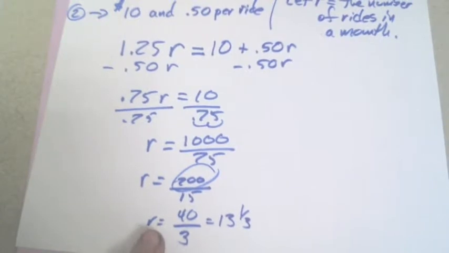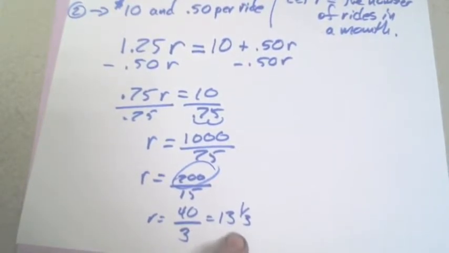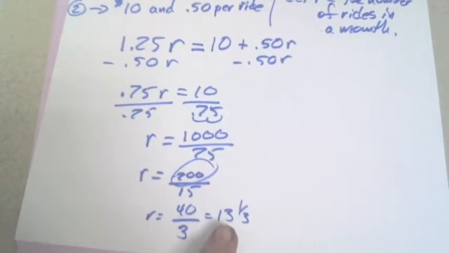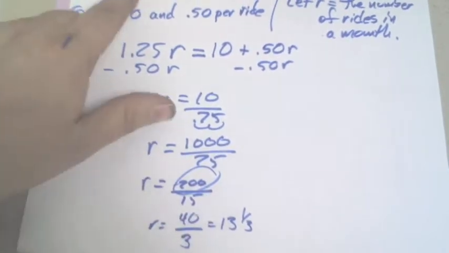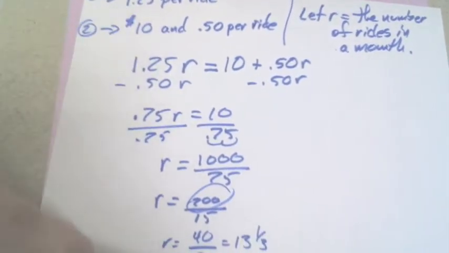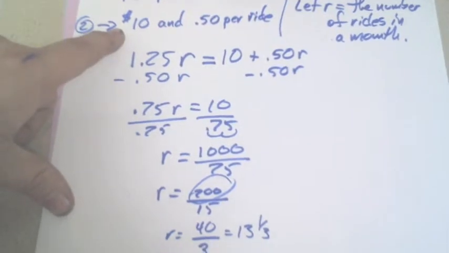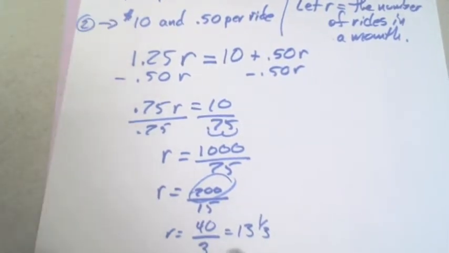So at 13 1/3 rides, they will cost the same. Well, of course, you're never going to ride 13 1/3 times. But at 13 rides, that means $1.25 per ride is going to be slightly better. At 14 rides, buying the coupon book makes more sense. So if you're riding 15 times in a month, buy the coupon book. If you're riding 10 times in a month, don't buy the coupon book. If you're riding 20 times in a month, very much buy the coupon book.